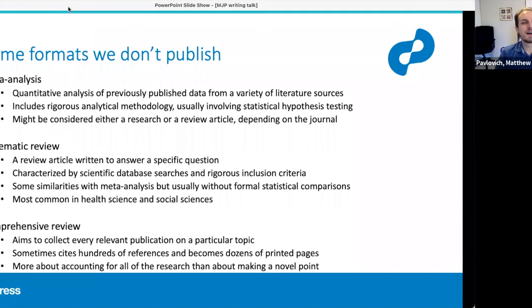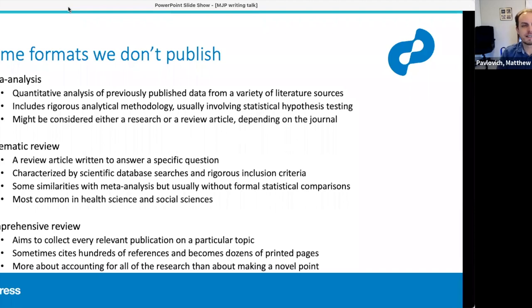I get asked a lot about different kinds of formats for reviews, and I think this is a great place to start. There are some common review formats that we just don't publish in my journal, but I can tell you about them in case you hear these terms. One of them is meta-analysis. You're probably familiar with that. This is a qualitative and quantitative, that's the important part, analysis of previously published data. So in a meta-analysis, you're going to have some sort of rigorous analytical methodology. You're probably going to do some hypothesis testing.